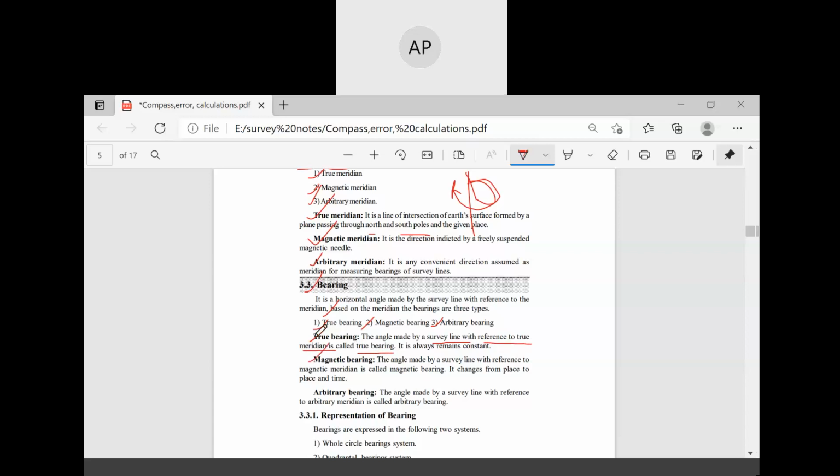Next is magnetic bearing. The angle made by a survey line with reference to the magnetic meridian is called magnetic bearing. It changes from place to place and time to time. Arbitrary bearing: the angle made by a survey line with reference to an arbitrary meridian is called an arbitrary bearing.